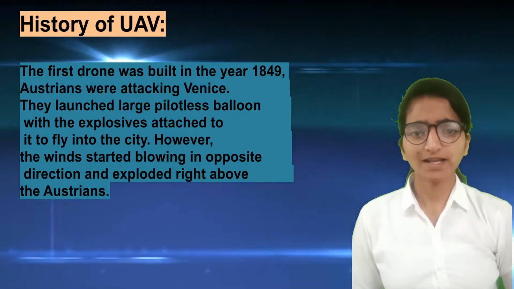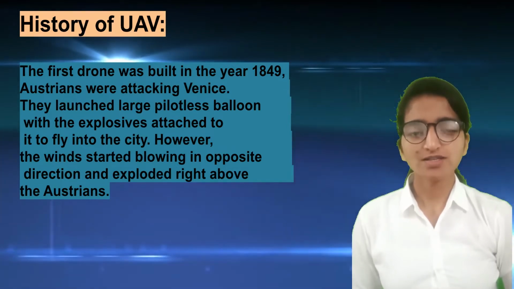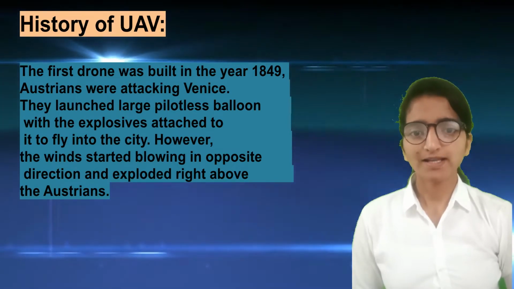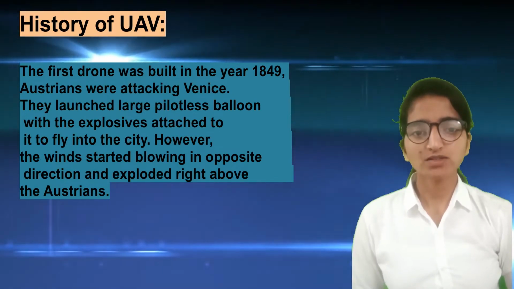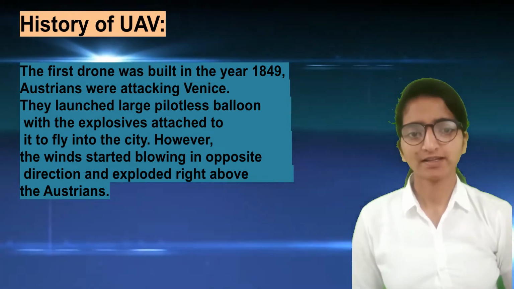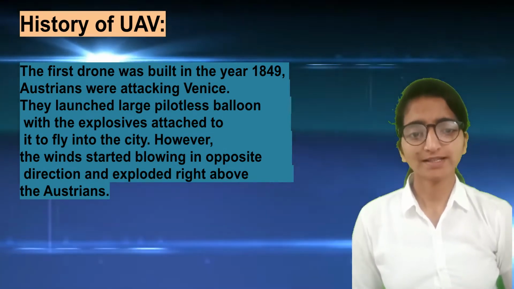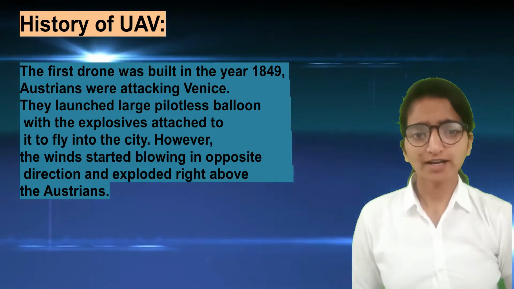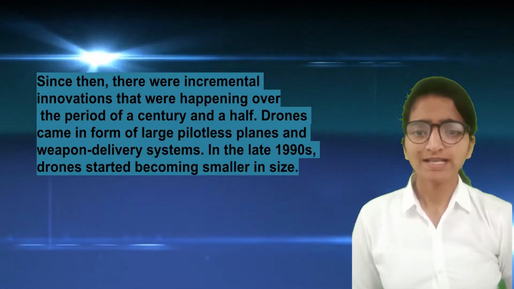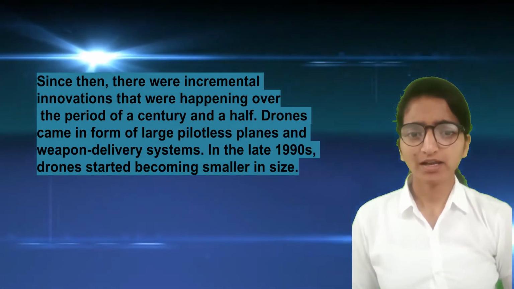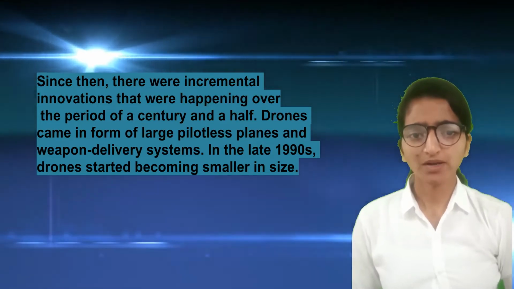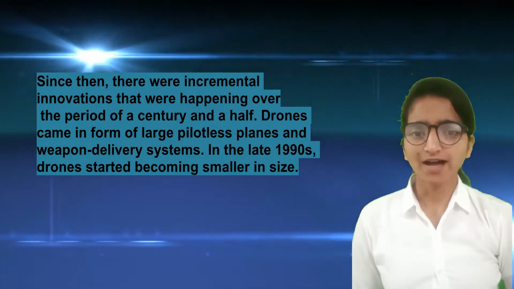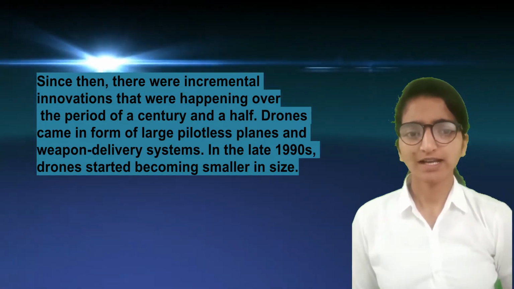The first drone was built in year 1849. Austrians were attacking Venice. They launched large pilotless balloons with explosives attached to it to fly into the sky over the city. However, the wind started blowing in the opposite direction and the balloons exploded right above the Austrians. Since then, there were incremental innovations that were happening over the period of a century and a half. Drones came in the form of large pilotless planes and weapons delivery systems.